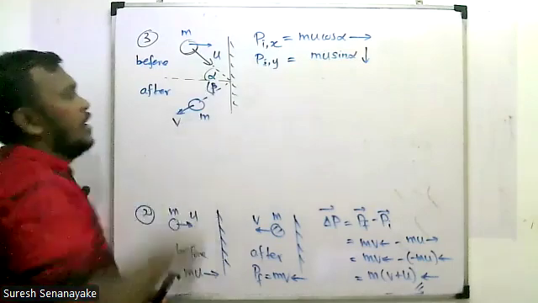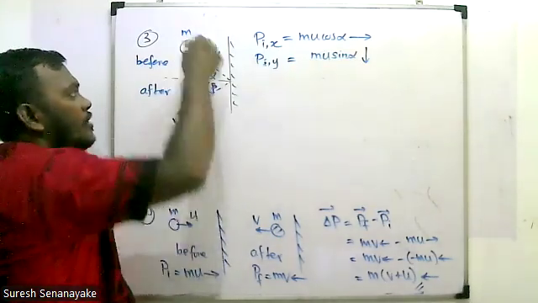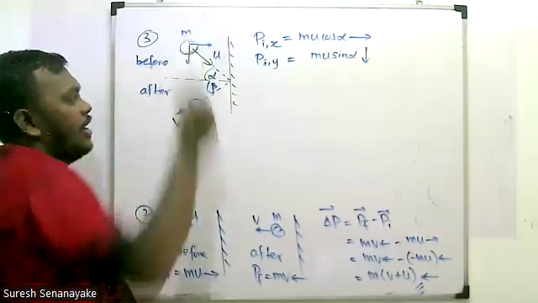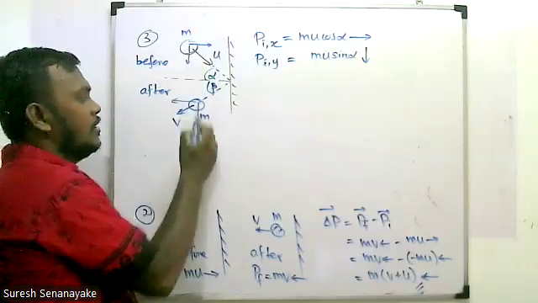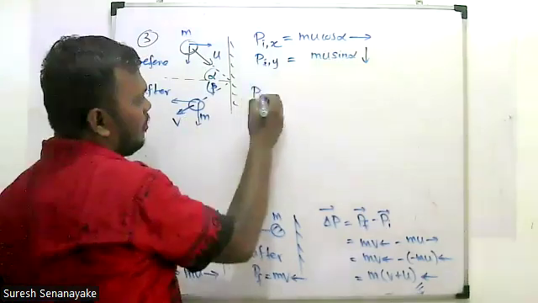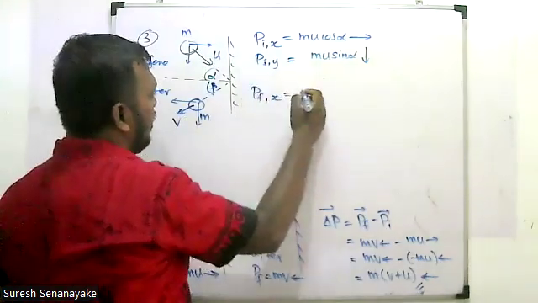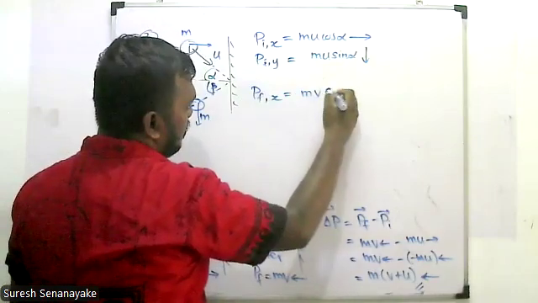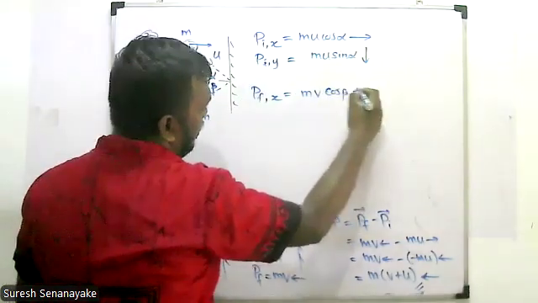Clear? Make it in components. You need to consider the components: mu cos alpha, mu sin alpha. And here also the two components are there. The final momentum in the x direction is mv cos beta in this direction.